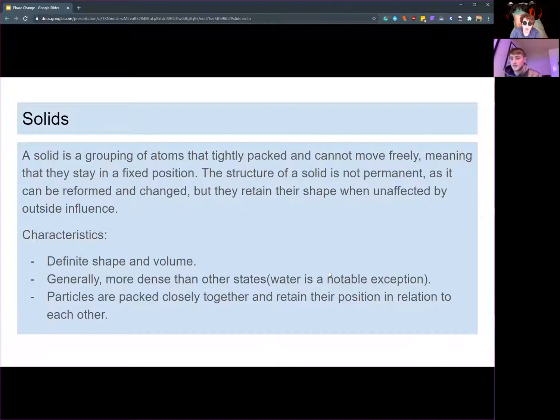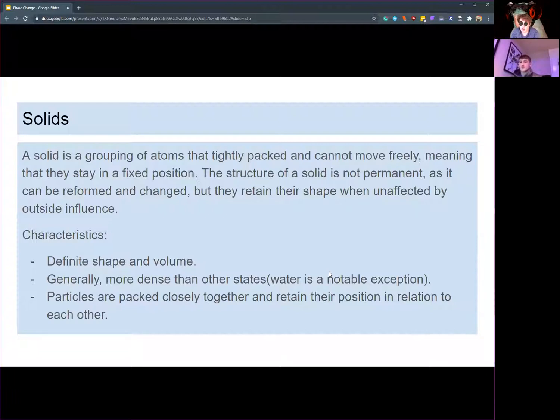The structure of a solid is not permanent in the sense that it can be reformed or changed by an outside influence, but they retain their shape and bonding to each atom within the structure. Some of the characteristics: they have a definite shape or volume unless molded differently by a human. So if you were to bend metal, it's still a solid, it's just malleable.